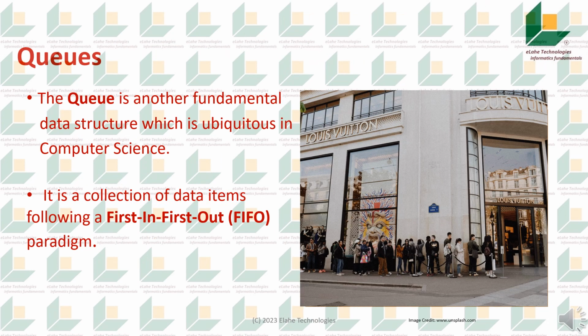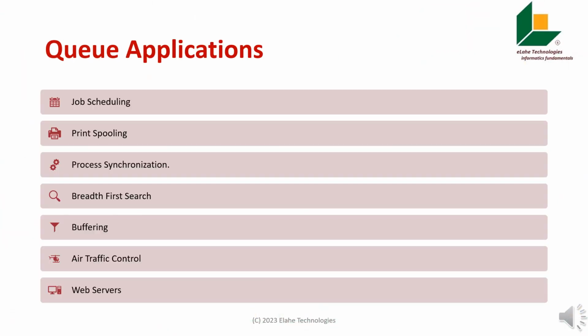Like the stack, the queue is another fundamental data structure in computer science. The queue supports a first-in first-out discipline. Items are added to the rear of the queue and removed from the front. The queue data structure has several applications in various domains.